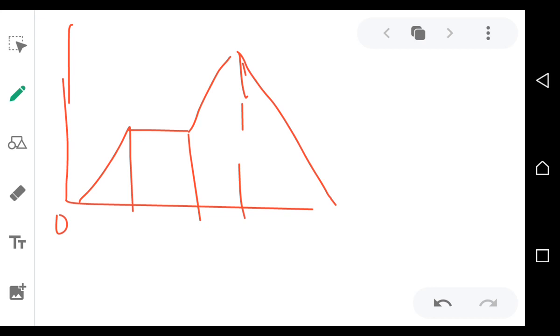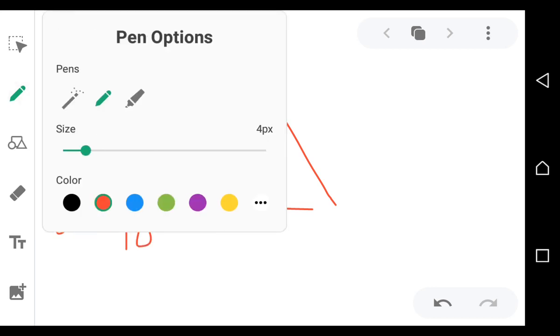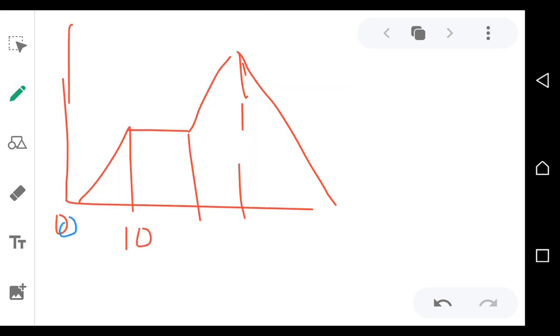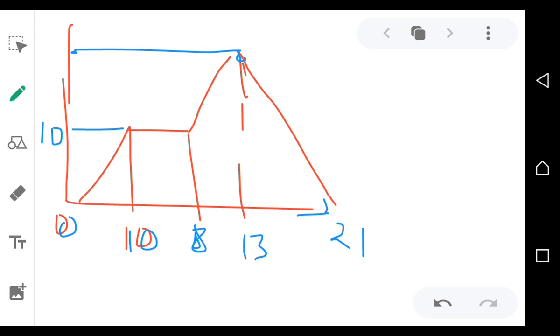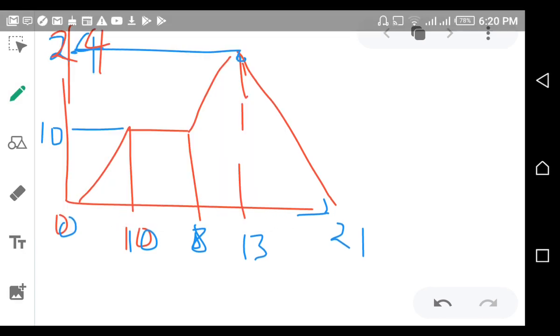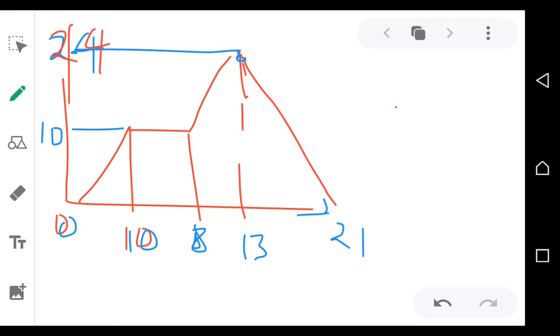Here it is 0, there it was 10. Here it is 0, there it's 10, there it's 8, here it's 13, here it's 21, okay? Then here it's what? Here it's 10. And then here on top, the final velocity there is 24. I have calculated it, it is 24 here on top in red. Okay? It's 10 here and then 24 on top.